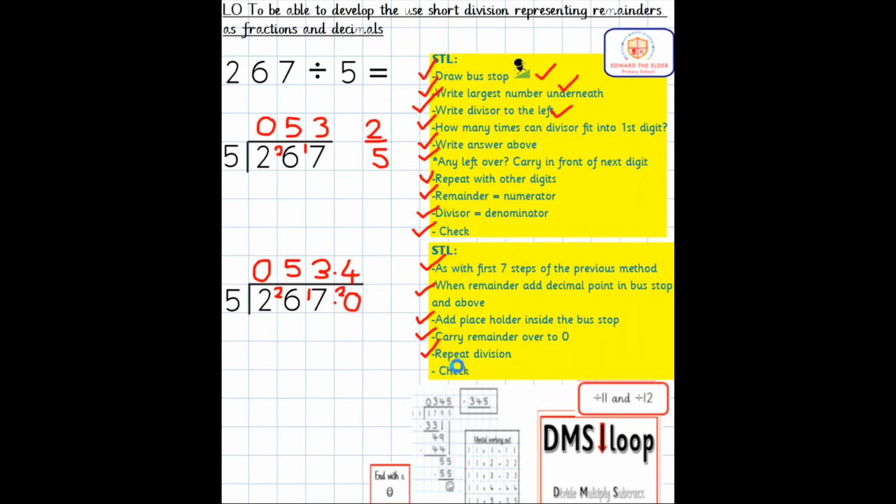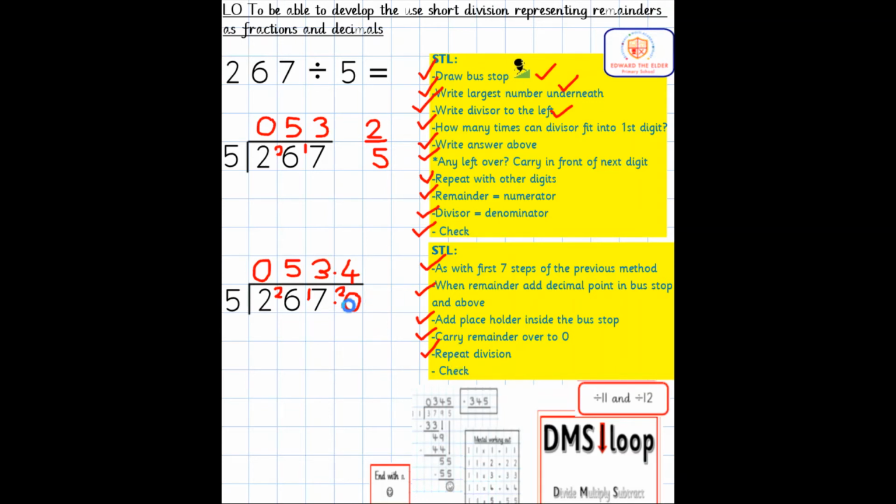Let's check through. Did I draw my bus stop? Yes. Did I write my largest number underneath? Yes. Did I put my divisor to the left? Yes. Now let's work through. 5 into 2 we cannot do, so we put a 0 and carry the 2 over. 5 into 26 goes 5 times, carry over the 1 remainder. 5 into 17 goes 3 times.